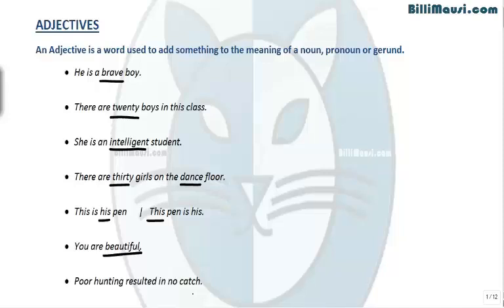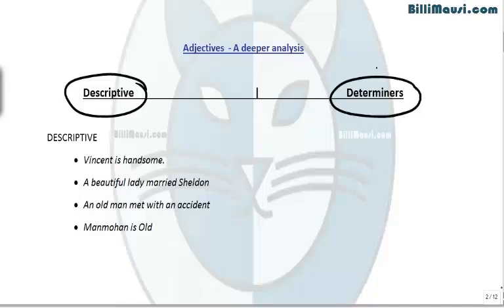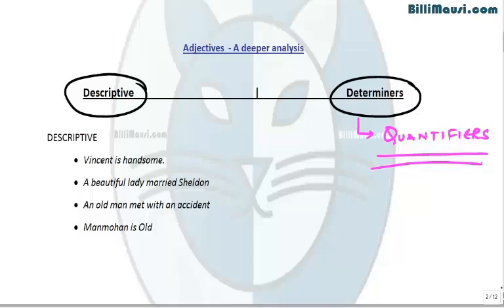Poor hunting resulted in no catch. Poor and no. Because this is a very important example, we'll come and discuss this example in detail. Let's dig in deeper. Adjectives can be broadly classified under two headings: descriptive and determiners. Determiners are also sometimes called quantifiers. Descriptive and determiners can also be further split into 2 or 3 categories.